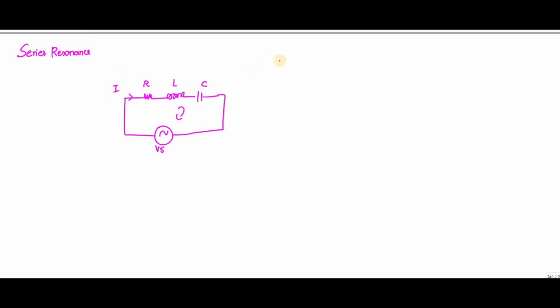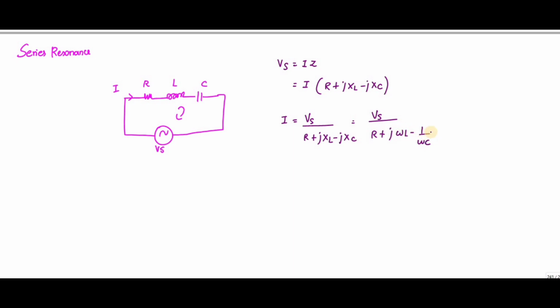So, from this circuit diagram, I can write Vs is equal to I into Z, right? So, what is I? What is Z? Z is equal to R plus jXL minus jXC, right? So I can write I is equal to Vs divided by R plus jXL minus jXC. This I can also write as Vs divided by R plus j omega L minus 1 divided by omega C, j. Okay.